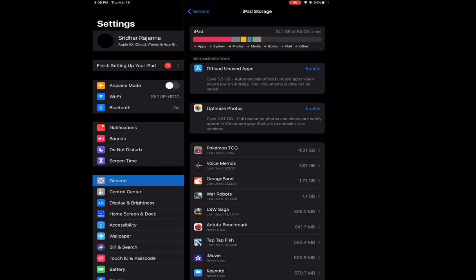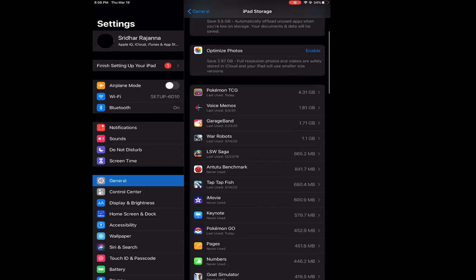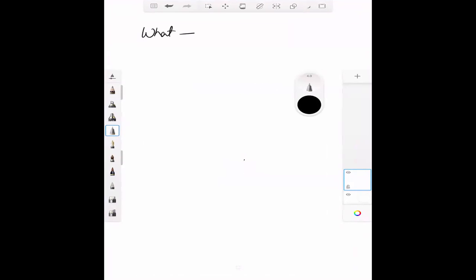What does pink mean here? Pink means that my apps are using that much, right? And look at it. Pokemon is using 4.31 GB. What is running? Code is running. Software is running.